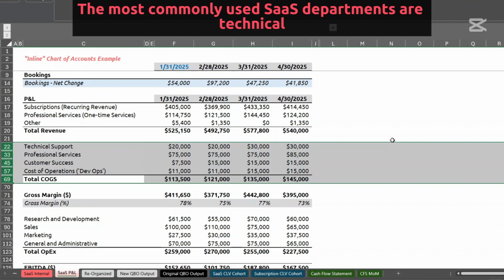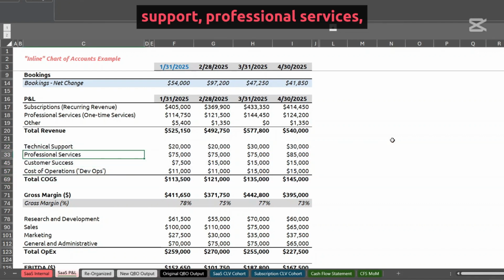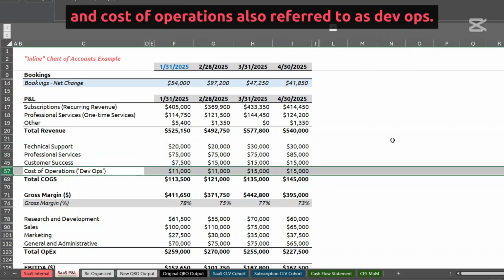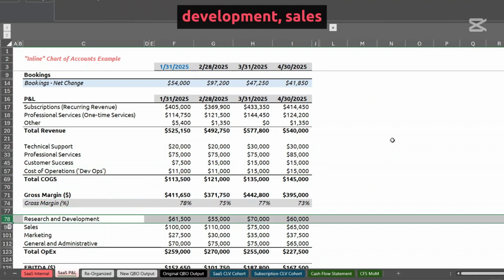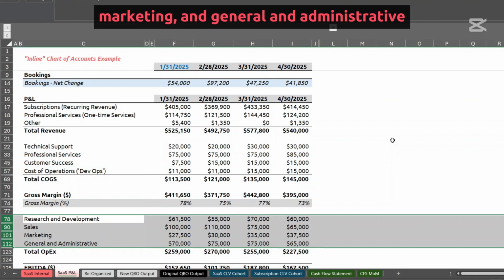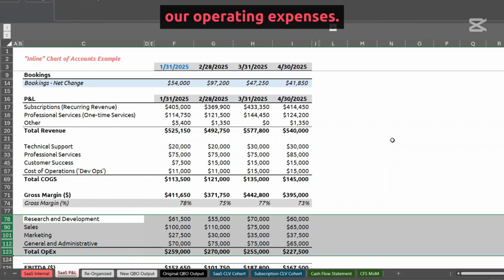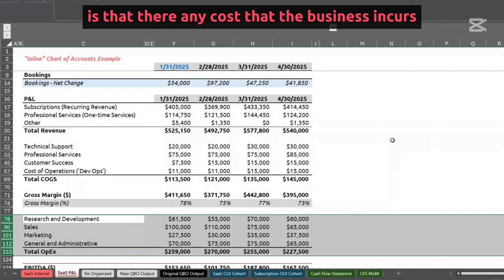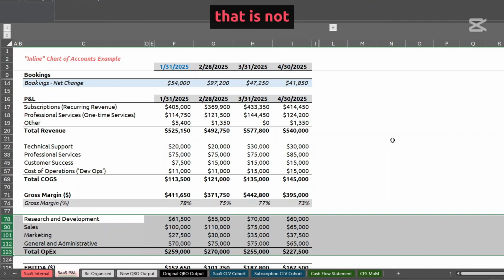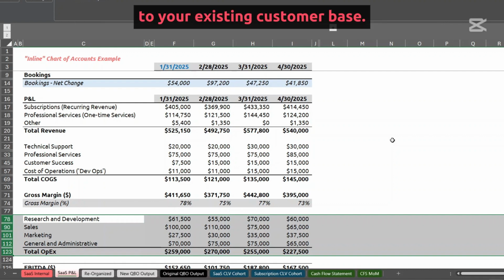The most commonly used SaaS departments are technical support, professional services, customer success, and cost of operations, also referred to as DevOps. Our other four departments are going to be research and development, sales, marketing, and general and administrative. And you'll notice that these comprise our operating expenses. The way to think about operating expenses is that they're any cost that the business incurs that is not directly related to delivering the current product to your existing customer base.